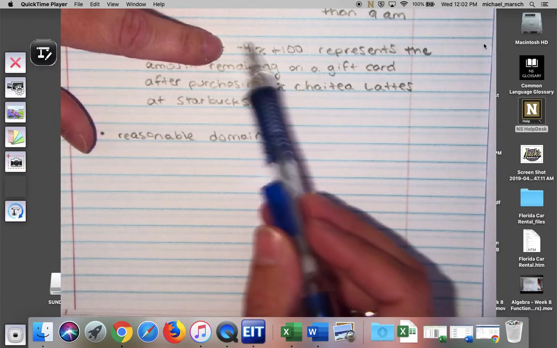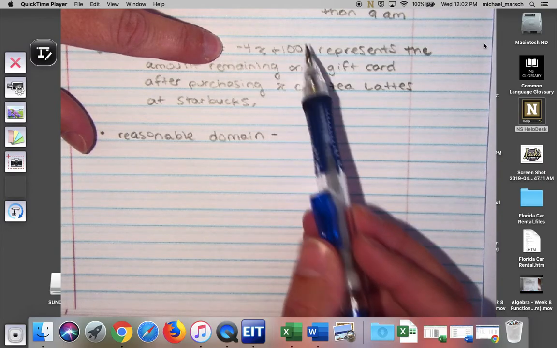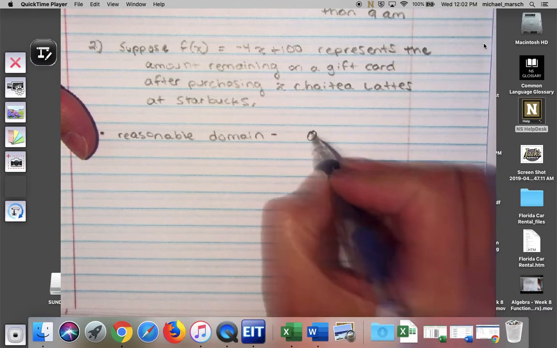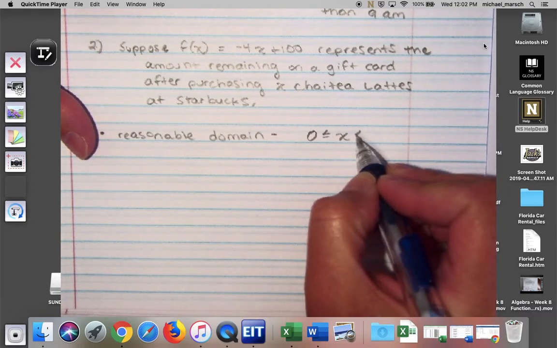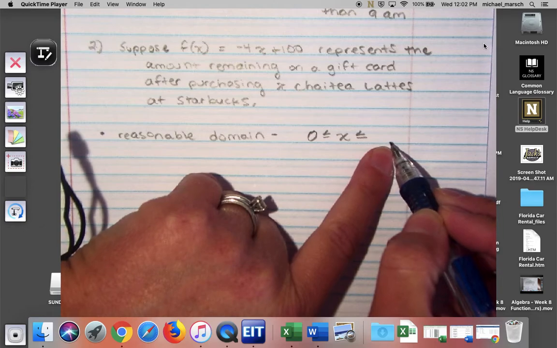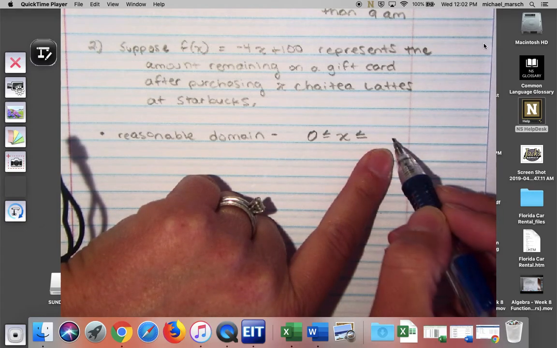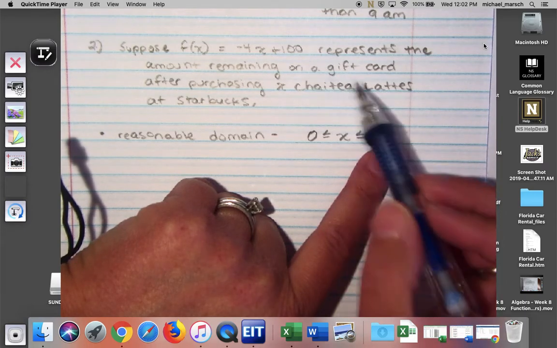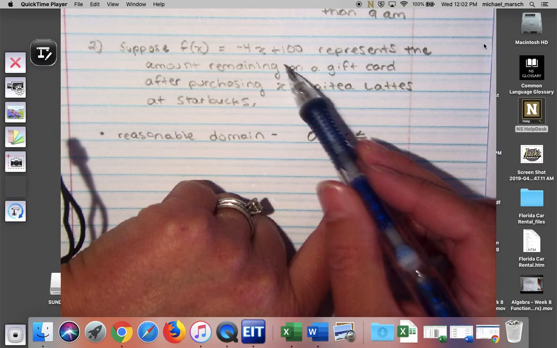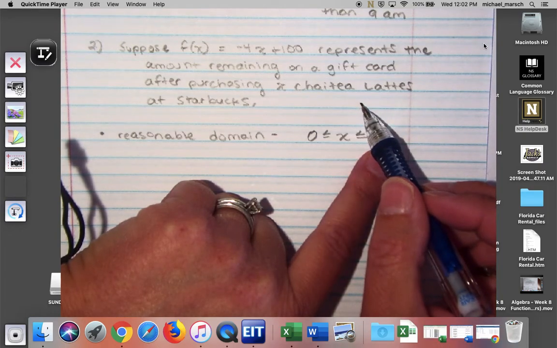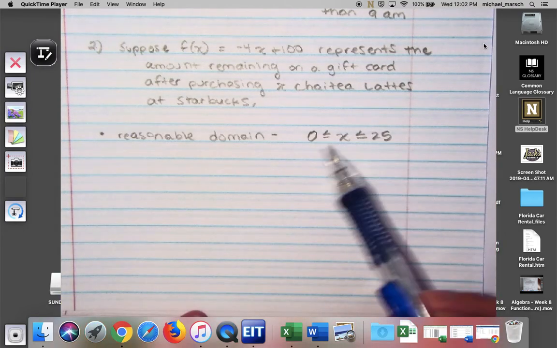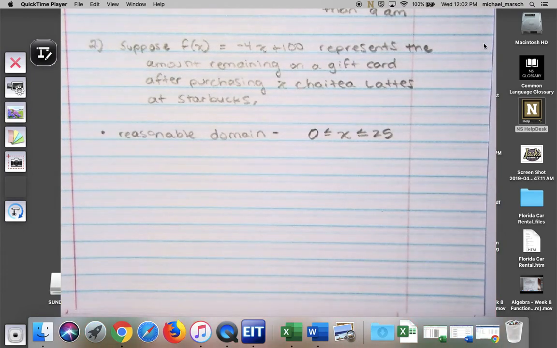Okay, so the -4 is how much I pay per drink, and I have a gift card worth $100. So I could either buy 0 drinks, or how many drinks can I get total? Well, I have $100, but each drink is worth 4. So how many times can I go get that same drink? What do you think, Olivia? 25. So that's going to be my reasonable domain. Somewhere between 0 and 25 is the limit based on this gift card.